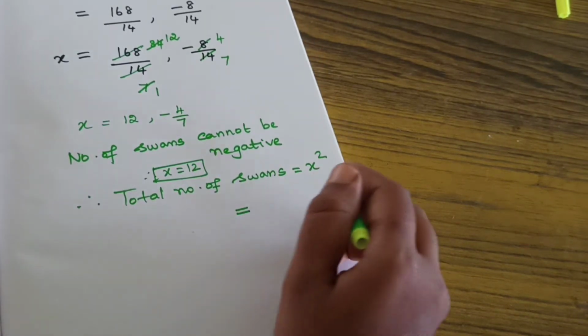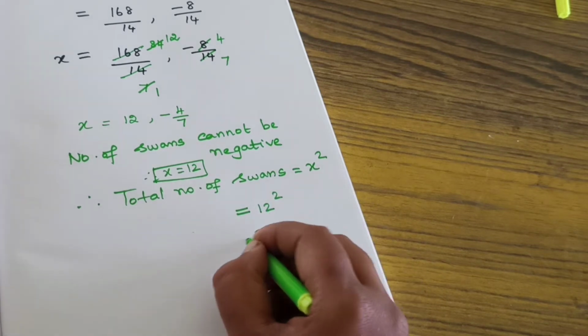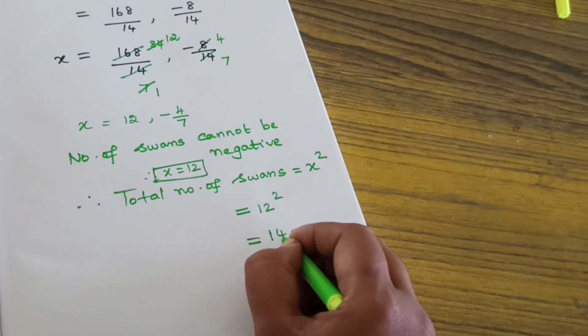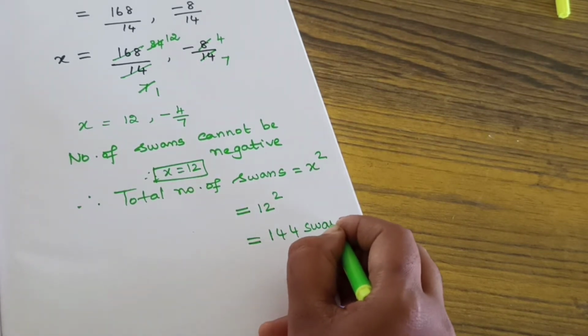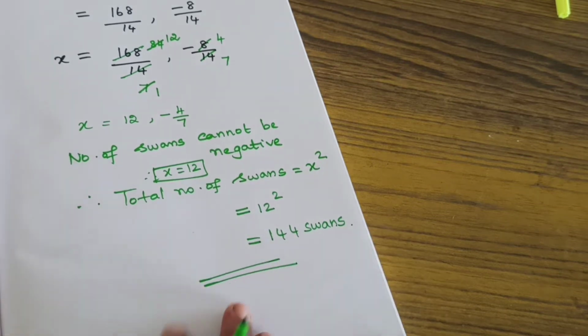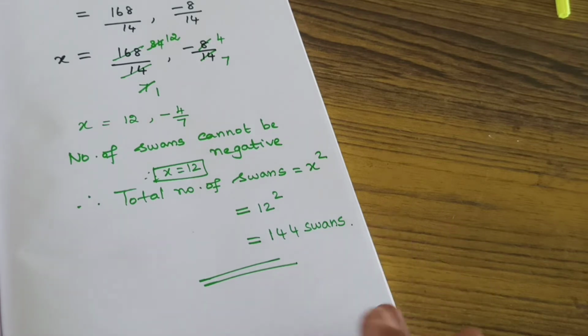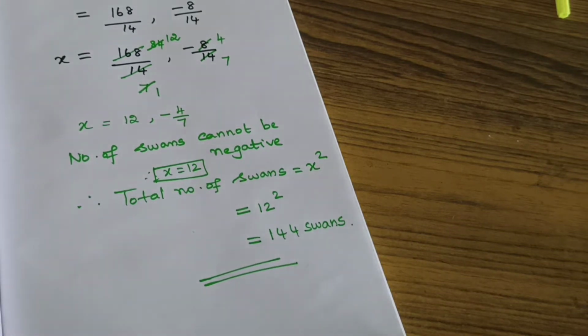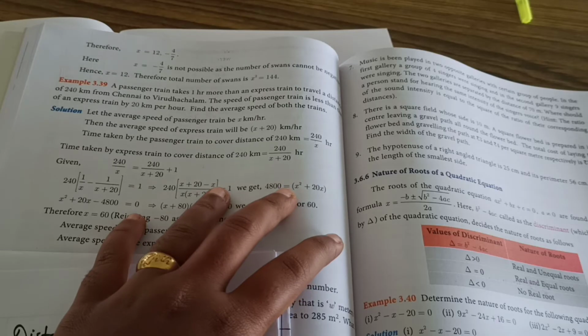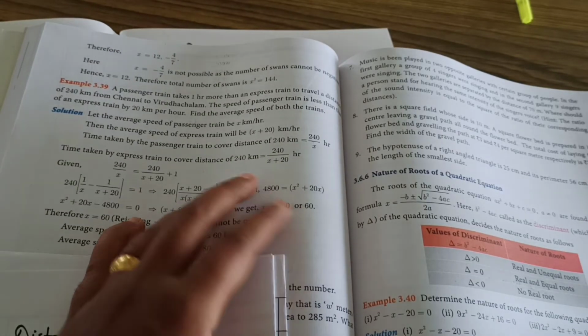So total number of swans equal to x square. That means 12 square, which is equal to 12 12s are 144 swans. So in the group, how many swans? From 144 swans only, some went to the garden, some went to the lake, and the remaining 6 are there. Okay, got the concept clearly, students? Okay, listen to your students.